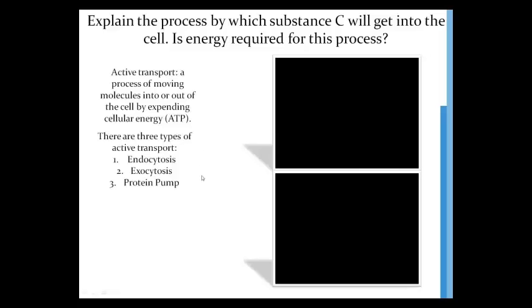So to get substance C, that big substance, that's going to be like the picture where we saw the tennis ball being taken in, which is endocytosis. Cyto is a prefix that means cell. Endo means into. Exo means out of. So endocytosis into the cell, exocytosis out of the cell. And of course, protein pump is pretty straightforward as to what that means.